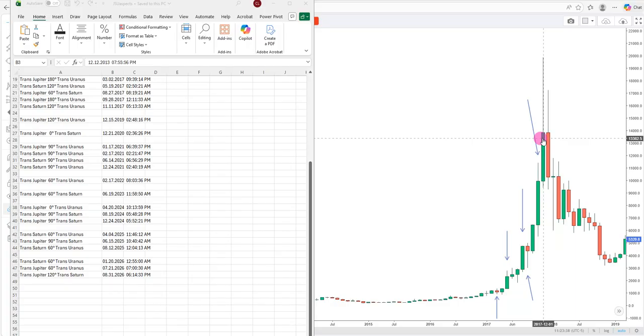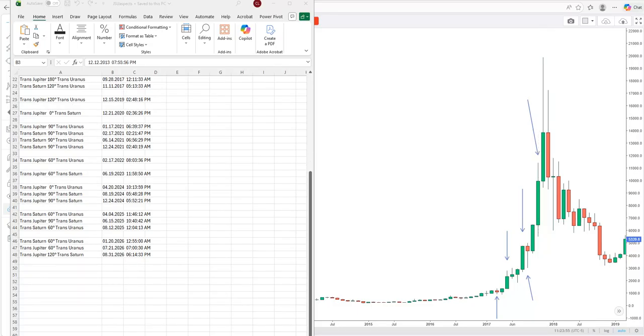So again, right there, those are going to be key, especially when using that 4-year cycle where we had that big top in 2013. We also have this big top in 2017 just behind this Saturn-Uranus trine.